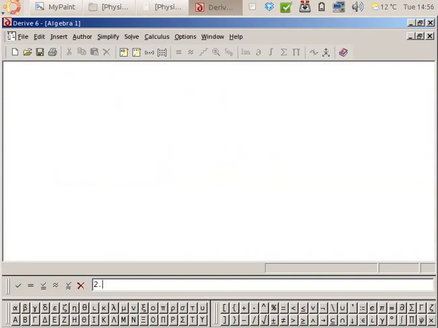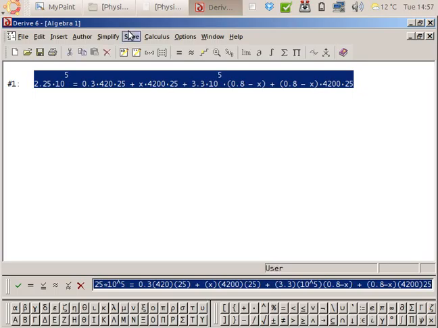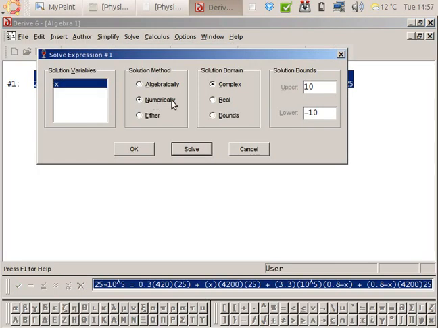2.25 times 10 to the power of 5 is equal to 0.3 times 420 times 25, plus X times 4,200 times 25, plus 3.3 times 10 to the power of 5 times (0.8 minus X), plus (0.8 minus X) times 4,200 times 25. Solve expression. We'll go numbers, real, solve.